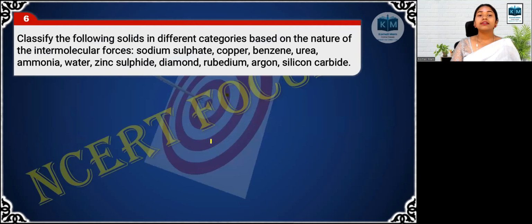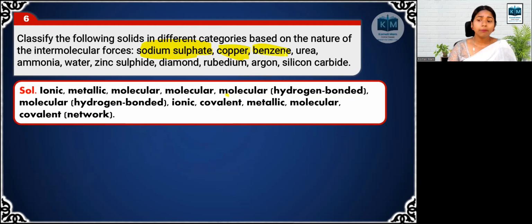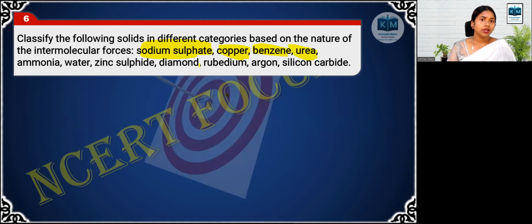See the next question. Classify the following solids in different categories based upon the nature of intermolecular forces. Sodium sulfate, Na2SO4, is ionic. Copper is a metal, so metallic. Benzene will be molecular. Urea will be molecular. Ammonia will be covalent. Water will be covalent. Zinc sulfide will be ionic.